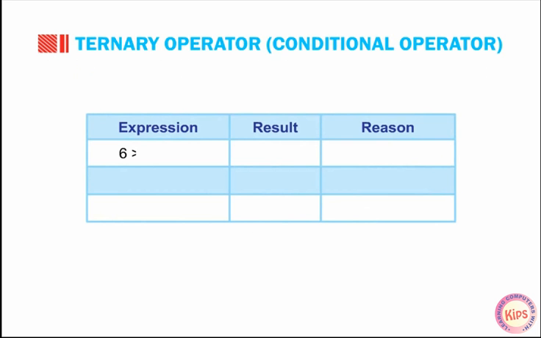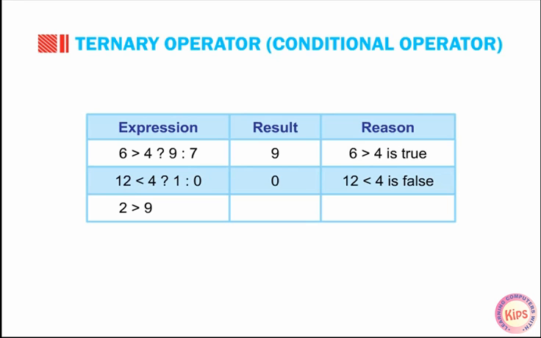Expression: 6 is greater than 4 ? 9 : 7. Result 9. Reason: 6 is greater than 4 is true. 12 smaller than 4 ? 1 : 0. Result 0, as 12 is smaller than 4 is false. 2 greater than 9 ? 4 : 3. Result 3, as 2 is greater than 9 is false.